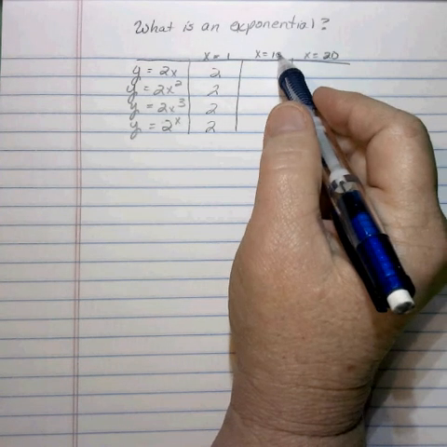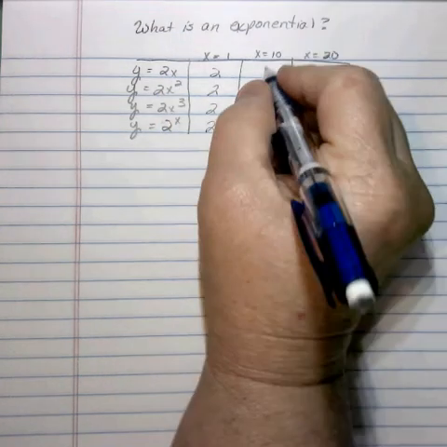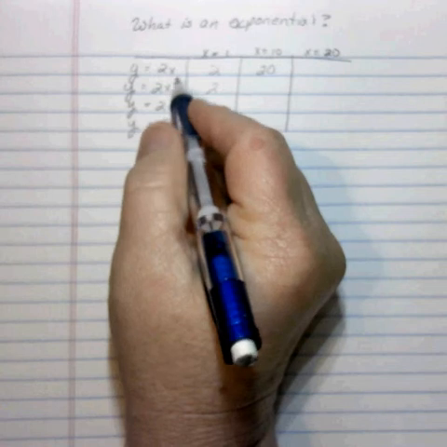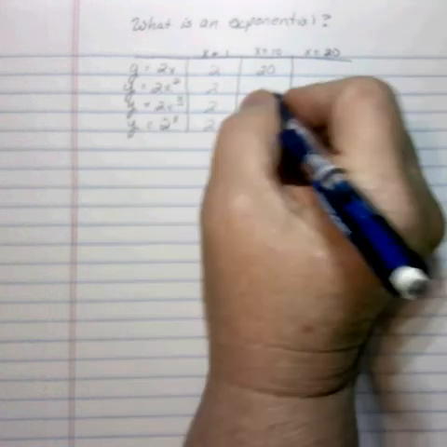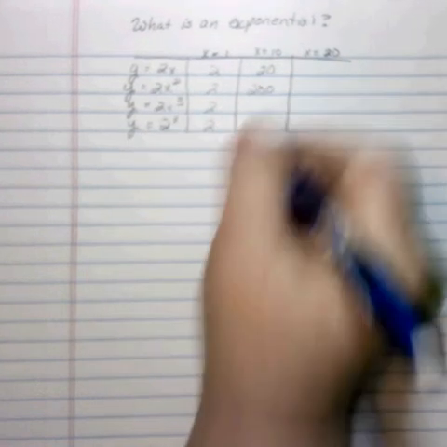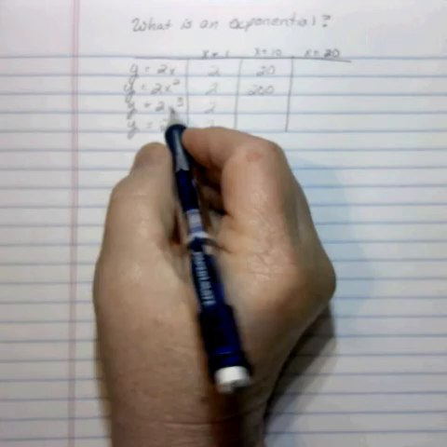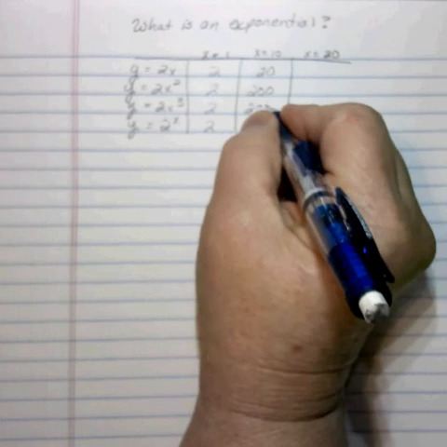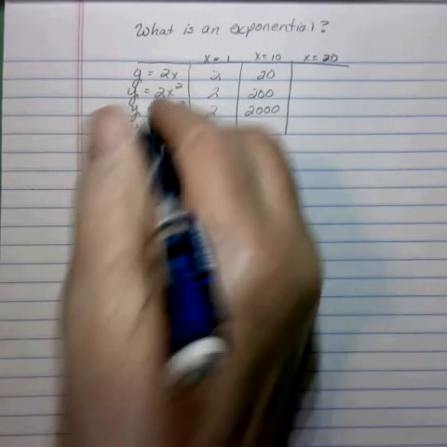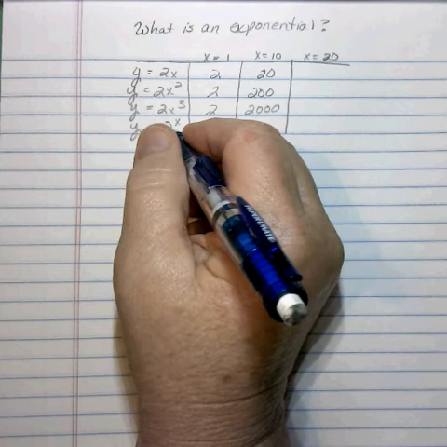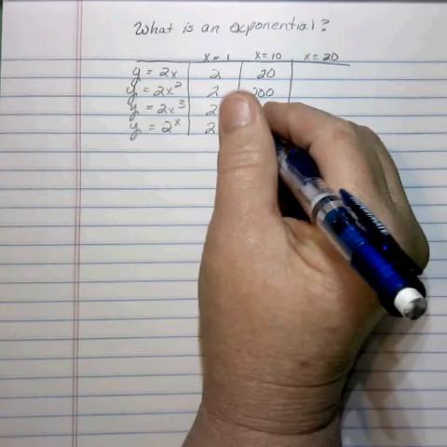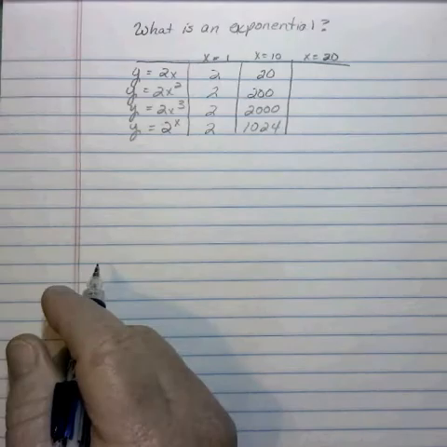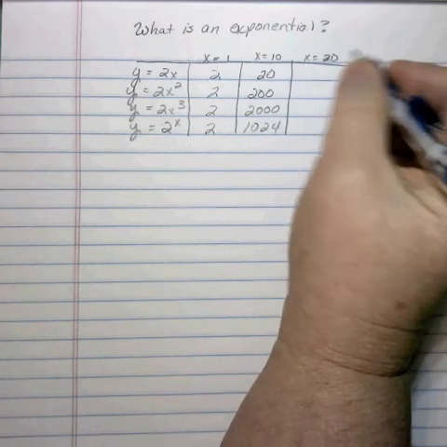This time when we're plugging in 10, 2 times 10 is 20. 10 squared is 100, and 2 times that would be 200. 10 cubed would be 1,000, and 2 times 1,000 would be 2,000. But 2 to the 10th power would be 1,024.